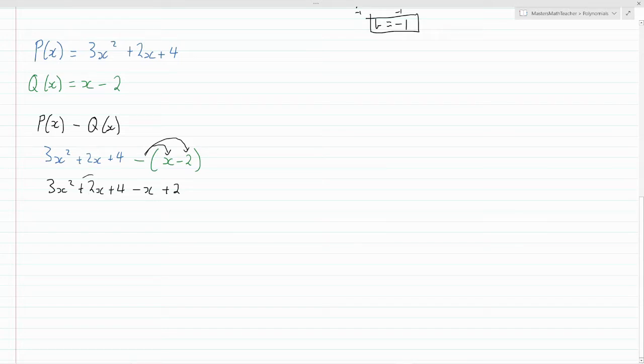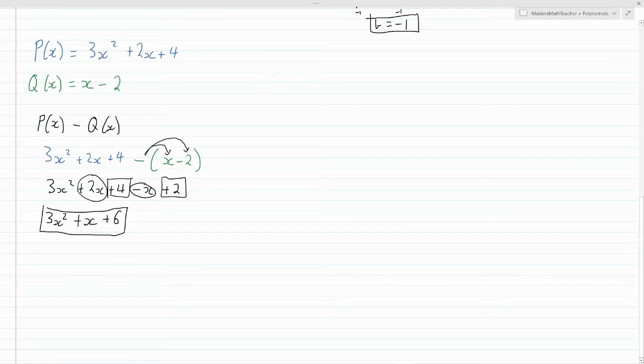Then we just group the like terms. I'll circle the x's, and I'm going to square the constants. They're the things we're adding together. So we're going to go with 3x squared, because there were no other x squared terms. The x terms, we got 2x minus x, which is going to be 1x. And we've got 4 plus 2, so plus 6. So this is p of x minus q of x.